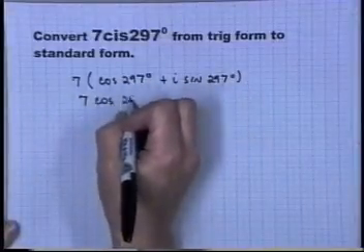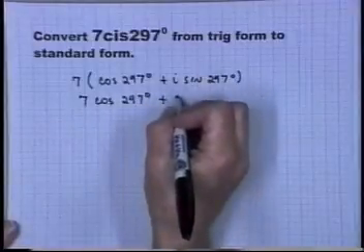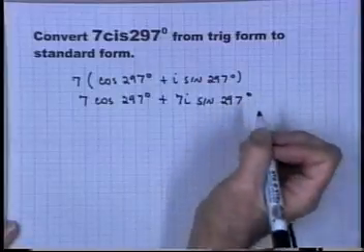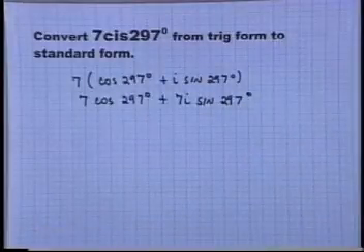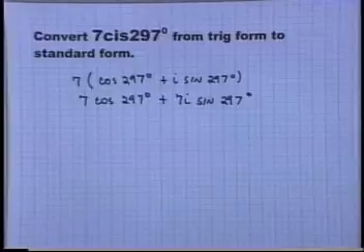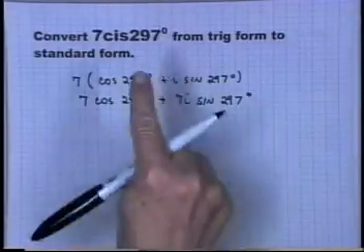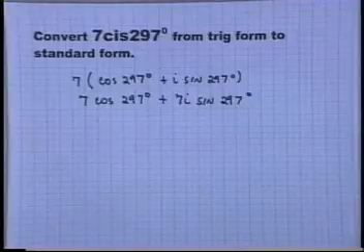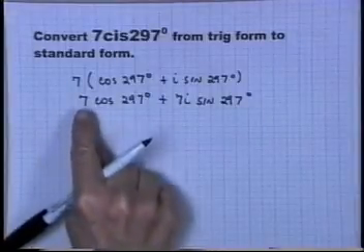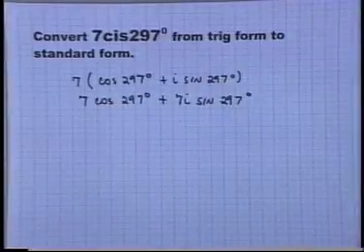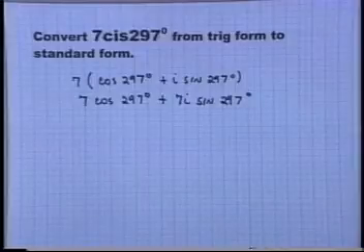Now, you will probably get to the point where you don't write all of this out every time because you just think about what you need to do, but I just want to be sure for emphasis that we don't leave anything out. Now, as we go to our calculator, be sure that you have your calculator set for degrees here, because we are working in degrees. If you're set for radians, you're going to get an incorrect solution when you put that in. So I'm going to start here and multiply 7 times the cosine of 297 degrees.